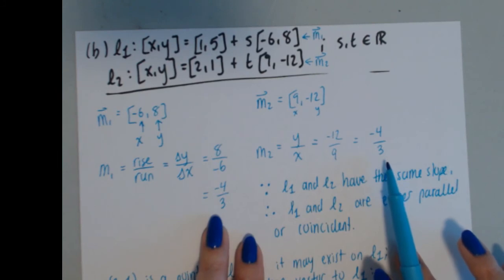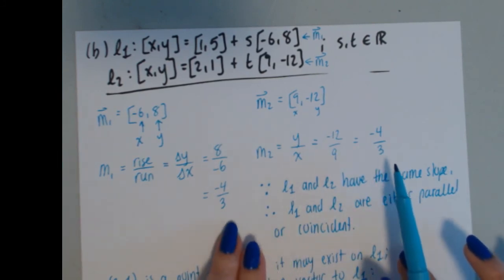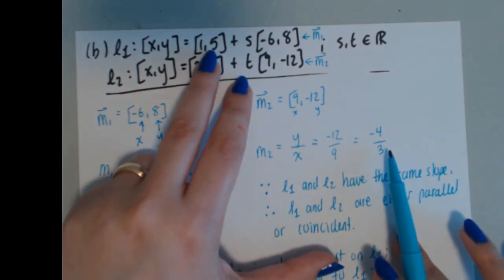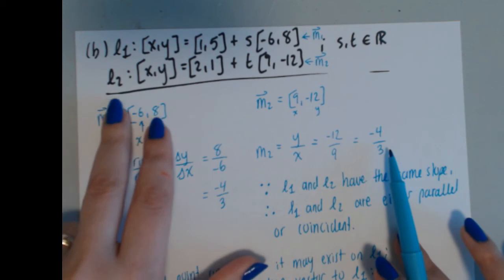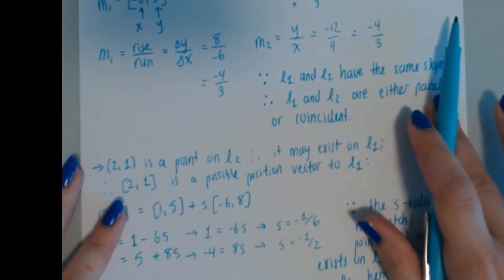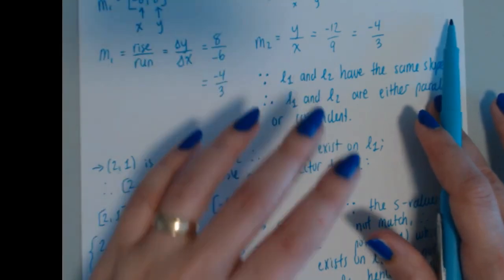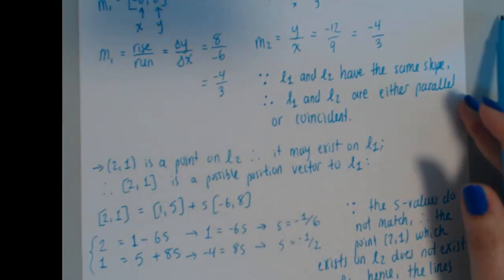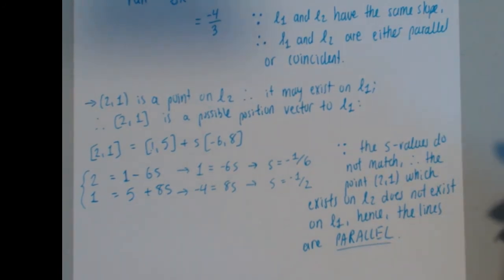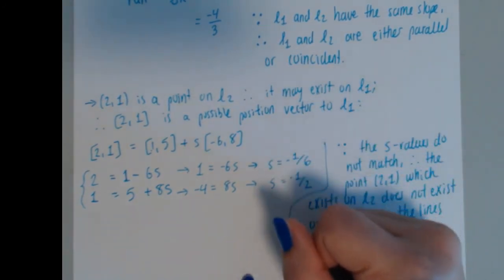And not only are the slopes the same, we also determined that there is not a single point, or in this case, this point is not on that line. And if they are coincident, then every single point that L2 has should also be on L1 and vice versa. So by showing that one point on L2 is not on L1, we have determined and therefore proved that these lines are not coincident, they are simply parallel. Okay, so that's our final answer.